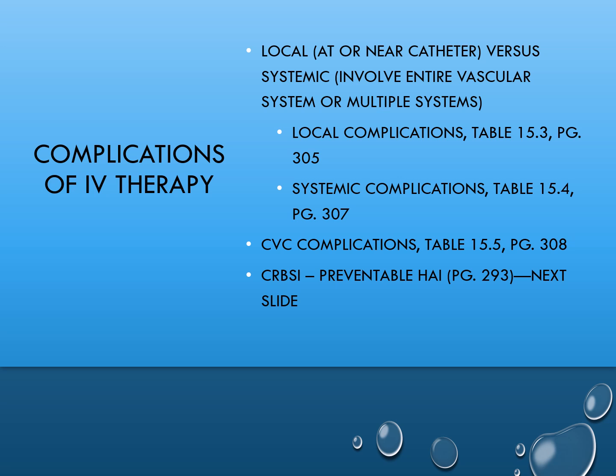Central venous catheter complications may include catheter migration, dislodgement, rupture, lumen occlusion, catheter-related bloodstream infection, and those can be found in Table 15.5 in your book.